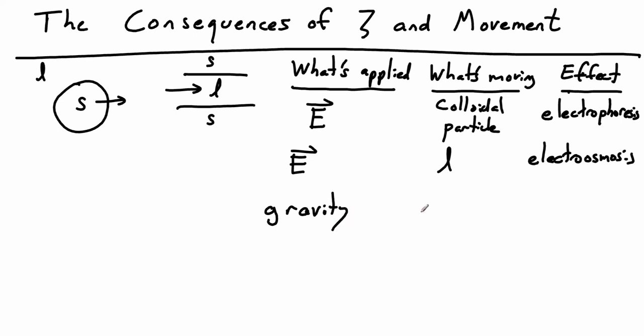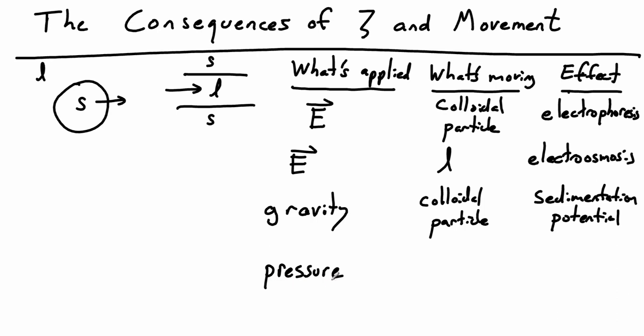We can imagine applying gravity to a colloid and having the particles either sediment if they're heavier than the liquid, or cream, that is, rise to the surface if they're less dense than the liquid. So in this case, what's moving is the colloidal particle. The effect is called sedimentation potential.